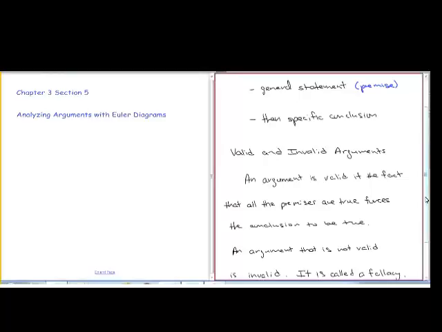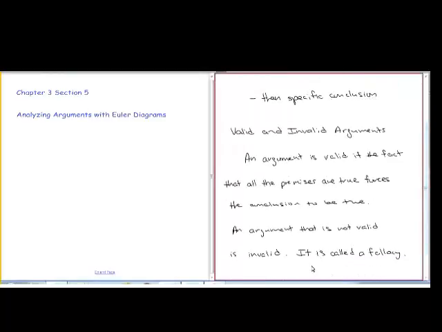Now, as far as what is an invalid argument, it's an argument that's not valid. So we call an argument that's not valid invalid, or we call the argument a fallacy. So those are the words we're going to use: a valid argument, an invalid argument, or a fallacy. We don't say a fallacy argument. A fallacy is just an invalid argument.